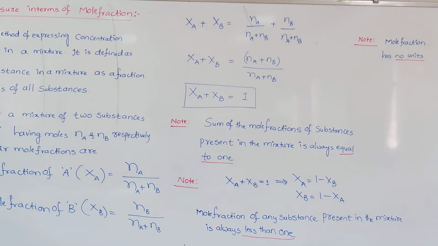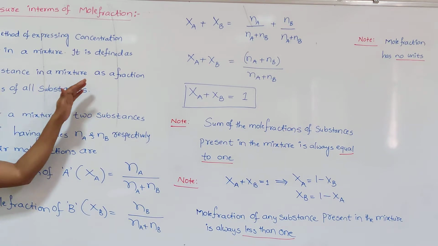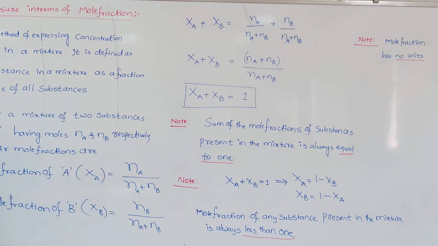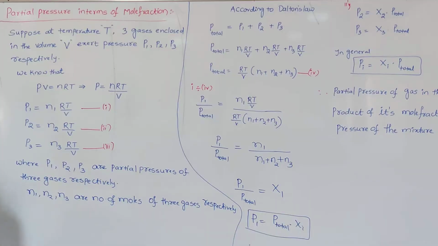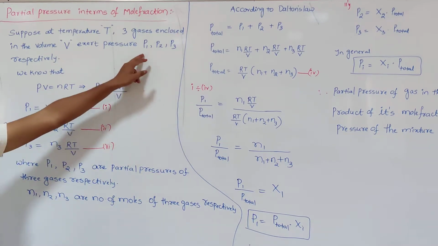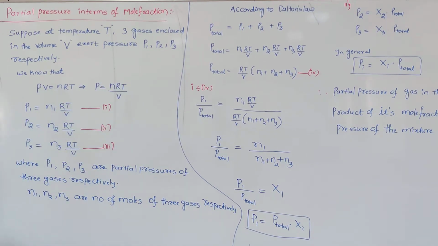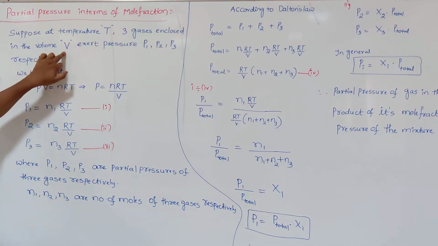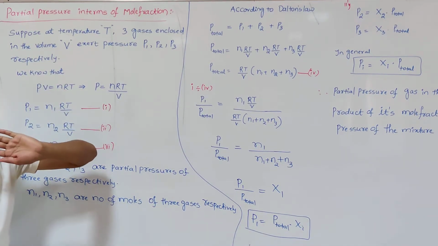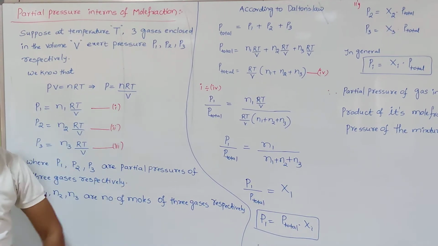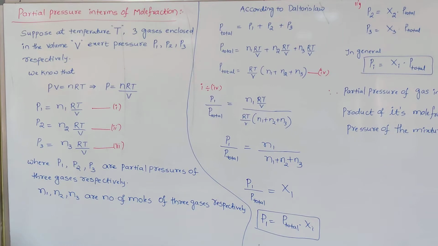Mole fraction is defined as the number of moles of a substance present in a mixture as a fraction of total moles of all substances. So to find out the relation between partial pressure and mole fraction, let us take 3 gases, 1, 2, 3, and their pressures are P1, P2 and P3, and their numbers of moles are N1, N2 and N3. At constant temperature, they are placed in a constant volume V. All the three gases are placed in individual containers of the same capacity at constant temperature.